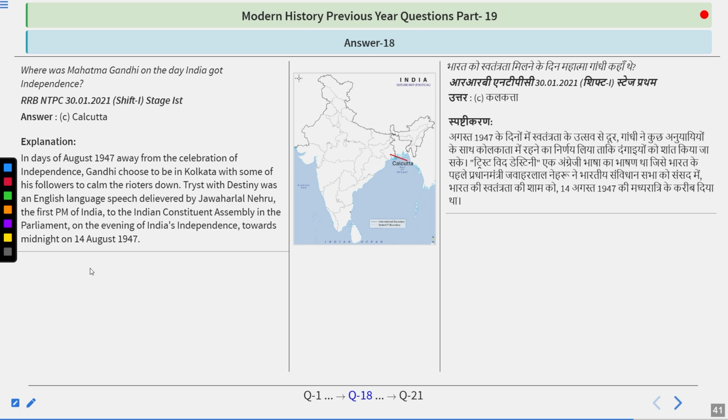Particularly, if we talk about one more thing here, specifically, Gandhiji was at which place in Calcutta or in Bengal at that time? He was in Naukhali. Naukhali was a place that had become a center of riots at the time of independence, and Gandhiji remained there fasting, so that people would drop their weapons and stop all the riots in India.